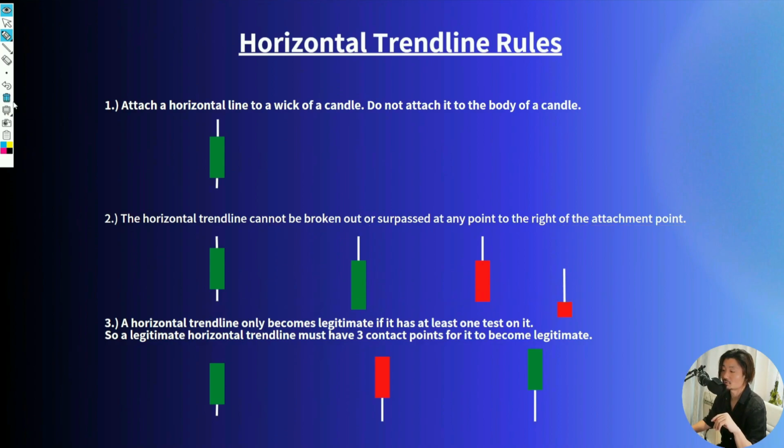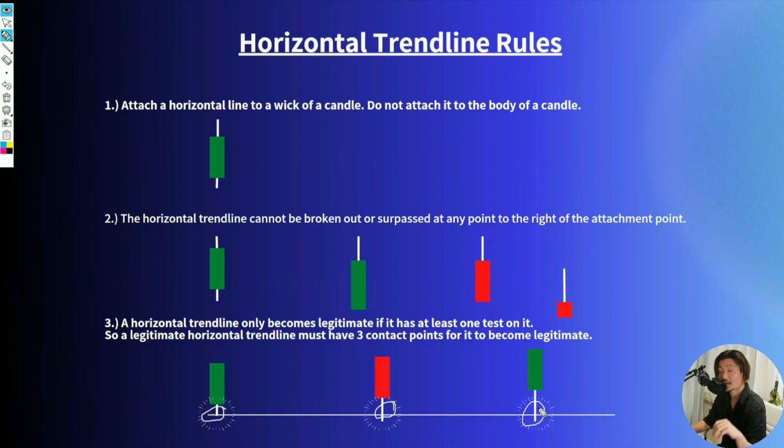Okay, let's go to number 3. For 3, a horizontal trend line only becomes legitimate if it has at least one test on it. So a legitimate horizontal trend line must have 3 contact points for it to become legitimate. Let's say we attach the trend line to this pivot right here. You can see it has 1, 2, 3 contact points.